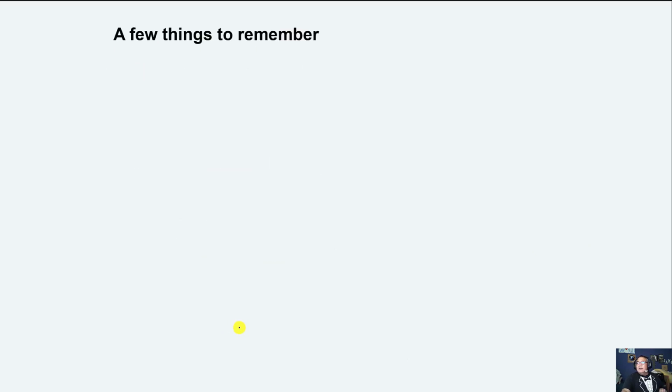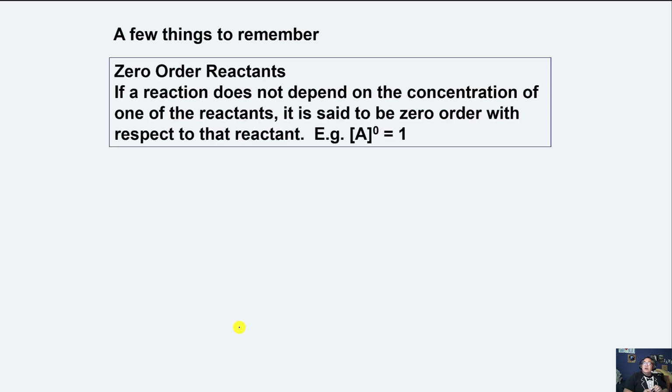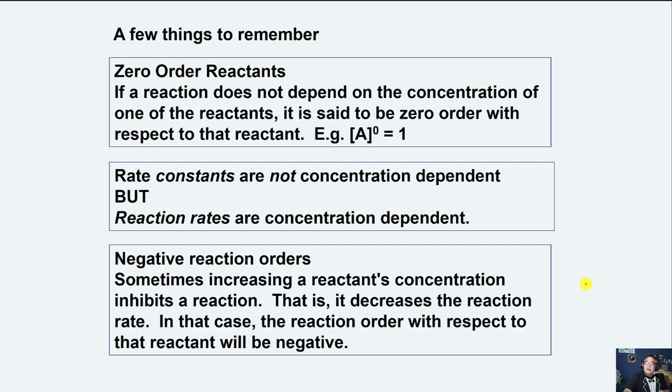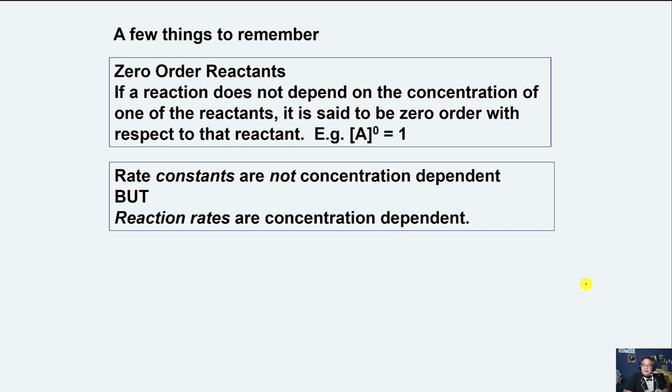Just a couple of things to remember. Zero order reactants: if the reaction rate does not depend on the concentration, you know automatically that it's zero order. And you'll know that because it's a straight line. That is, it's not changing the slope as time progresses, and so you'll know it's zero order in that case. We're going to be doing a lot more stuff next week about this, but for now, this is what I want to go over.